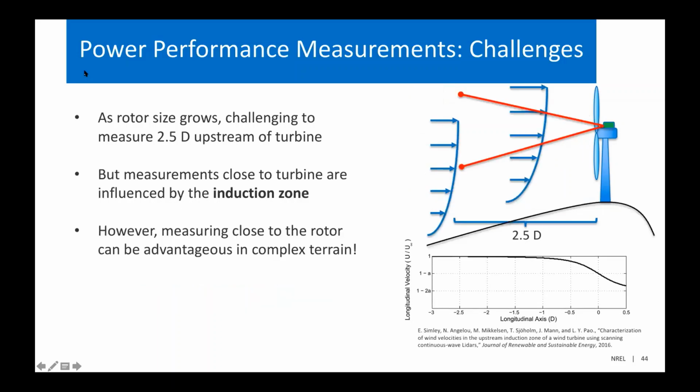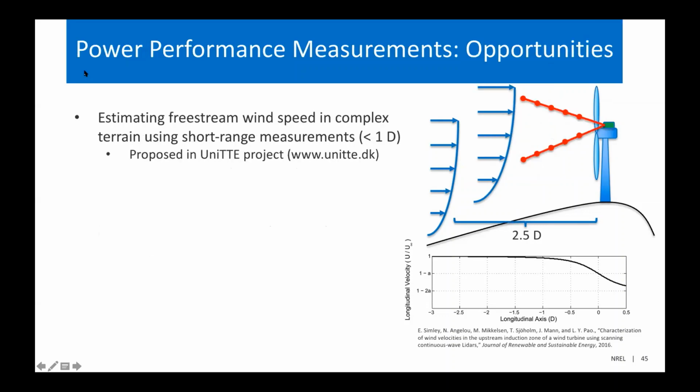But there could be some advantages to measuring close to the rotor, such as when we're in complex terrain. Because if we're measuring 2.5 rotor diameters away, we might be seeing a different wind speed profile than what actually reaches the turbine because of the terrain effects. So we could measure closer and get a more representative wind field measurement.